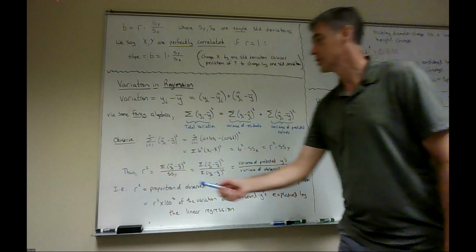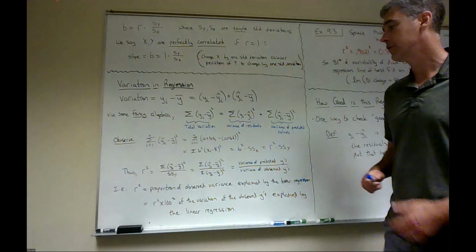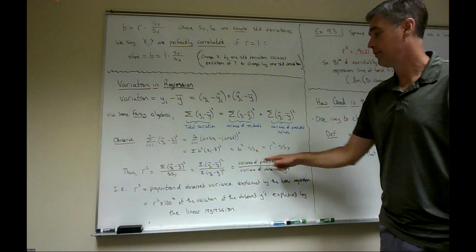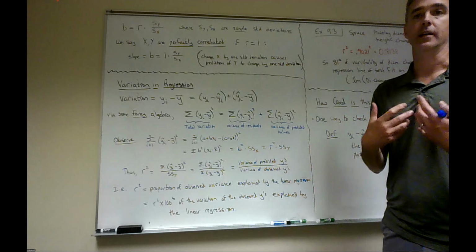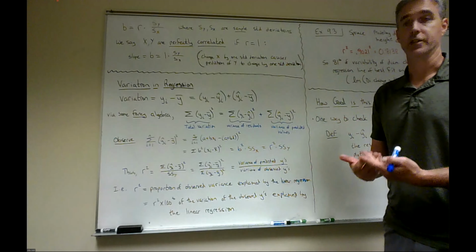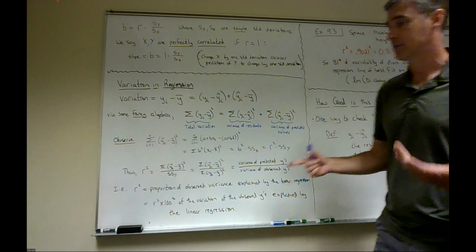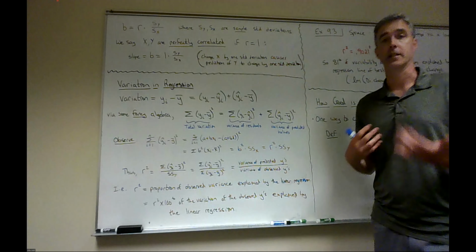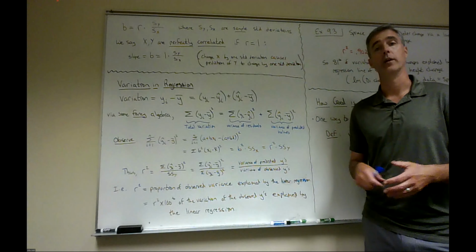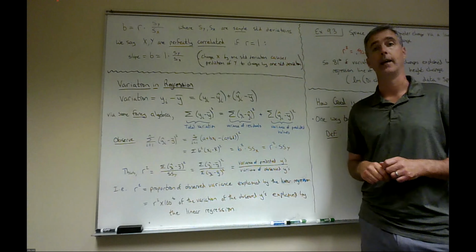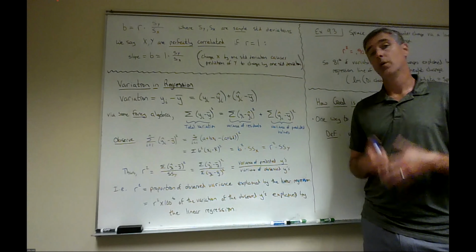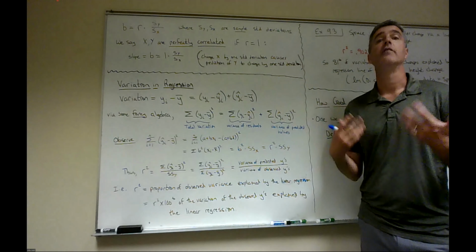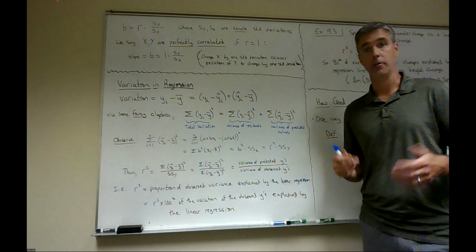In other words, r squared is the proportion of the observed variance explained by the linear regression. Observed variance is the denominator, and the numerator is the variance of the prediction, the variance of the model. So r squared times 100% is telling us how much of the variation of the observed y's is explained by this linear regression that we've created, this yi hat equal a plus b times xi. So r squared is measuring how close our model is to explaining the variance of the data, which is kind of cool.